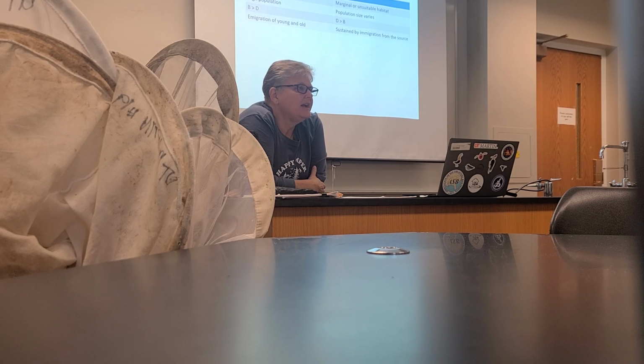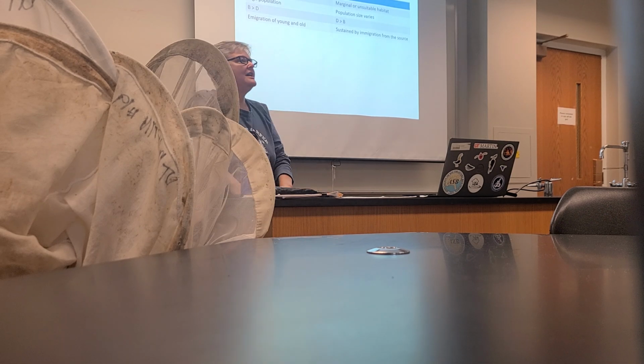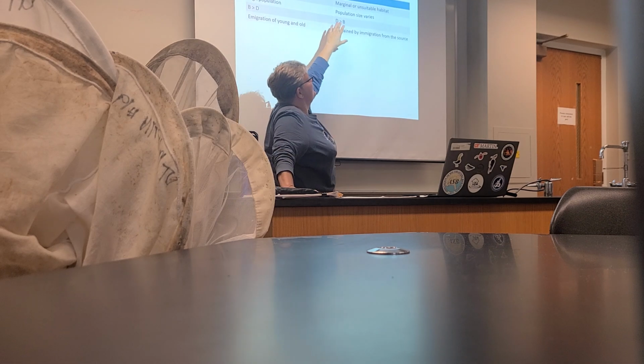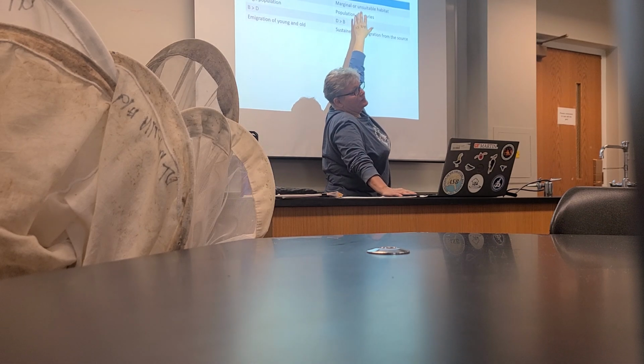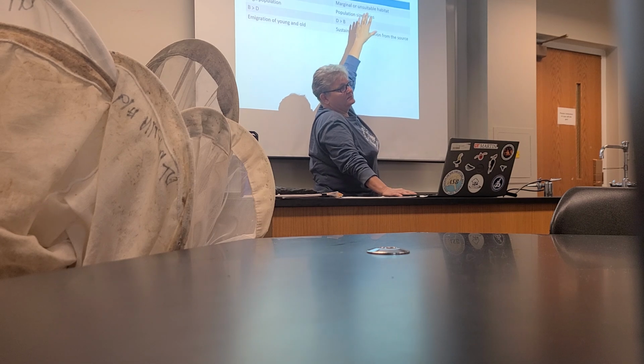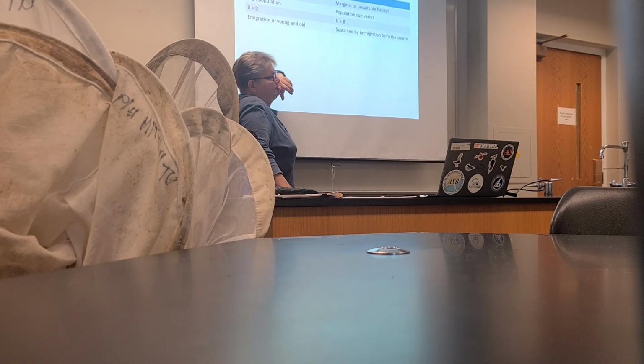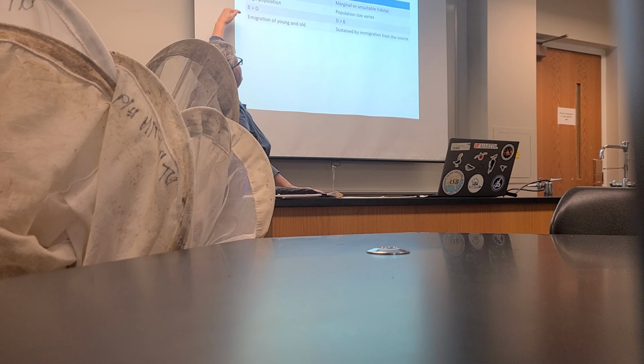A sink, on the other hand, is marginal habitat to unsuitable habitat. And so to put this into our survive, grow, and reproduce, here you could survive, grow, and reproduce. Here, you're probably just going to be able to survive and grow, and reproduction is going to be low. Okay. But you see that in the next line.